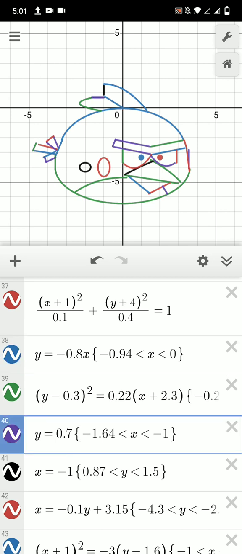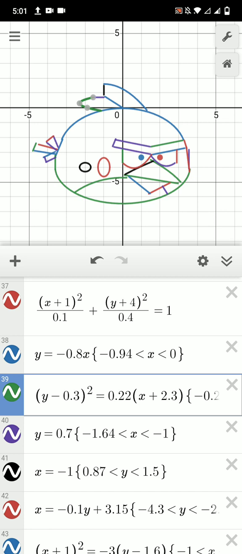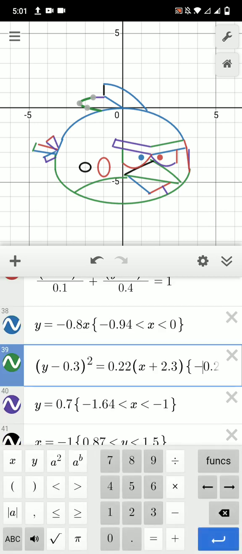And let's move on to this next part of its hair, which is linear. This part has a function of y = 0.7, connected with this parabola, (y - 0.3)^2 = 0.22(x + 2.3), with the domain of y greater than -0.2 but less than 0.7.